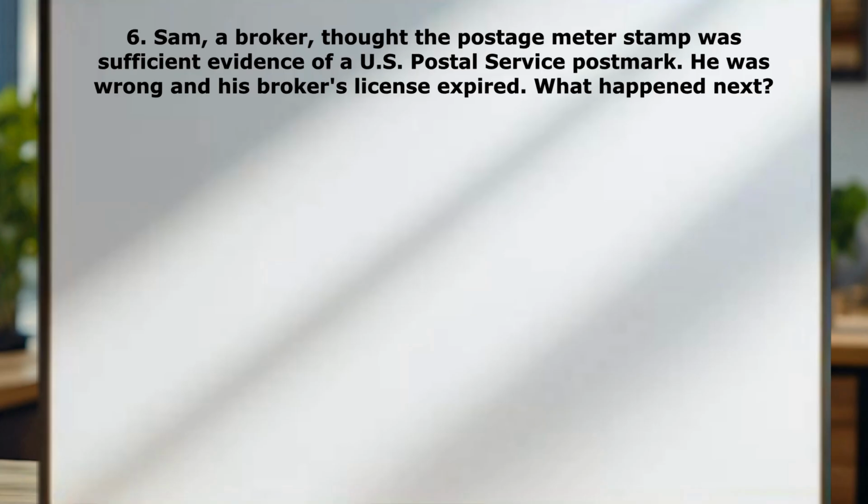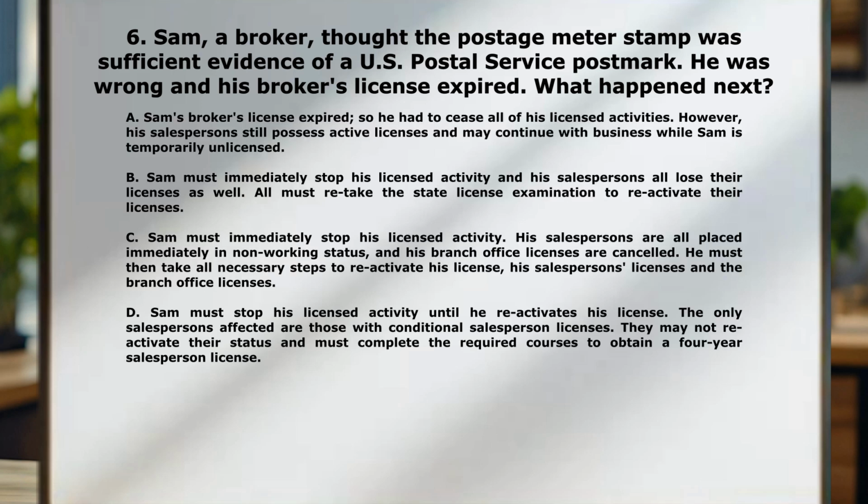Question number 6. Sam, a broker, thought the postage meter stamp was sufficient evidence of a U.S. Postal Service postmark. He was wrong and his broker's license expired. What happened next? A, Sam's broker's license expired, so he had to cease all of his license activities. However, his salespersons still possess active licenses and may continue with business while Sam is temporarily unlicensed. B, Sam must immediately stop his license activity and his salespersons all lose their licenses as well.